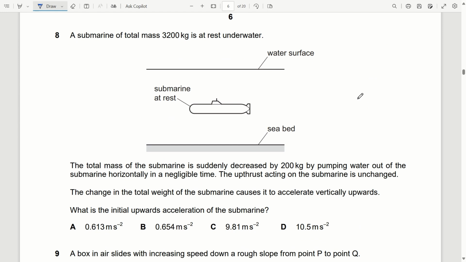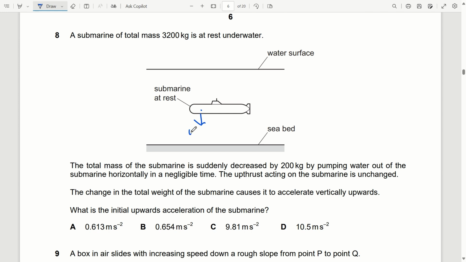Question number 8. A submarine of total mass 3200 kg is at rest underwater. Total mass of the submarine is suddenly decreased by 200 kg by pumping water out of the submarine horizontally in a negligible time. Upthrust acting is unchanged. The change in total weight causes it to vertically accelerate. Now, initially, what will happen?